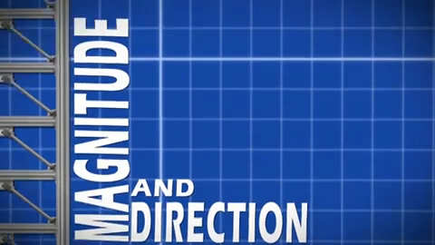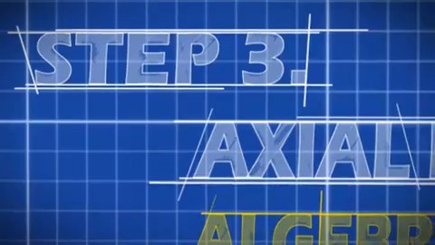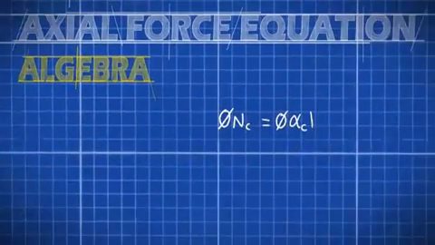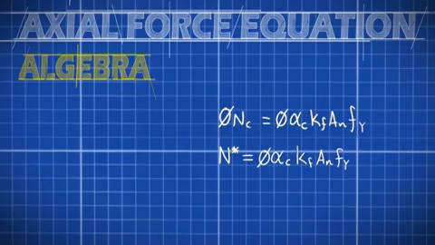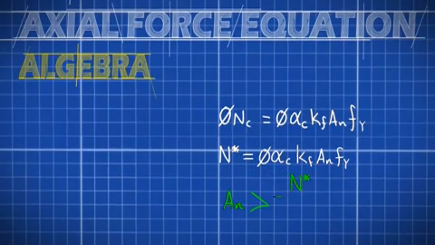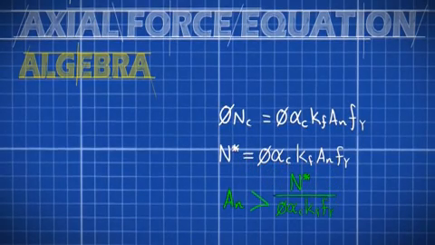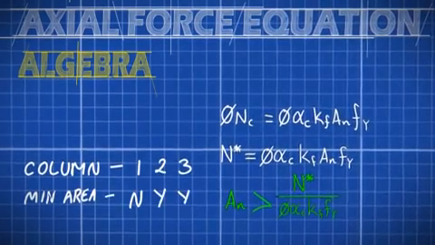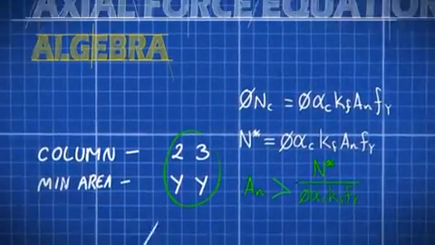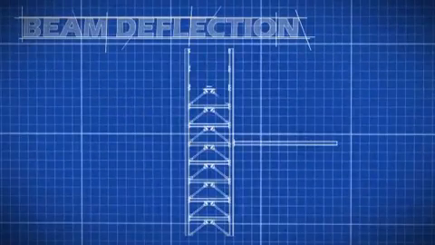Let's take a quick look at the right-hand column being compressed. To ensure that this column is structurally sound, we can utilize an axial force equation. One way to apply this equation would be to rearrange it for the purpose of calculating the minimum cross-sectional area required. Once we've calculated this figure, we now know that any column type with a cross-sectional area less than this is not suitable.